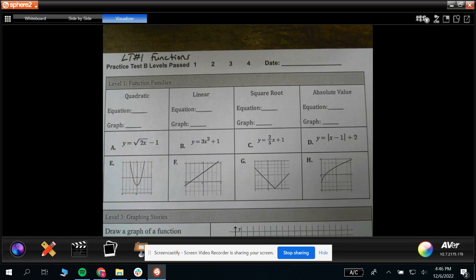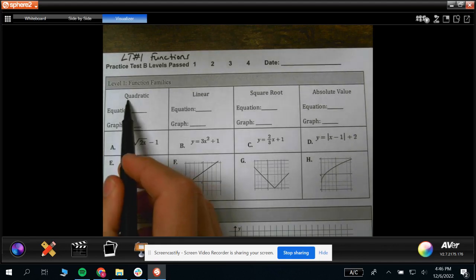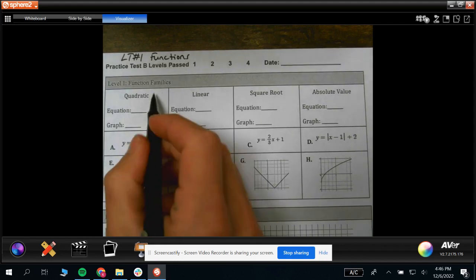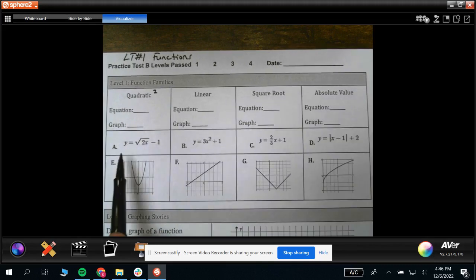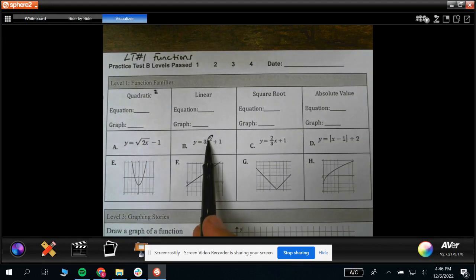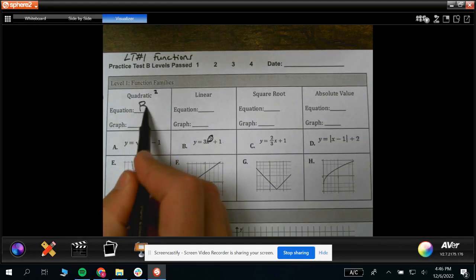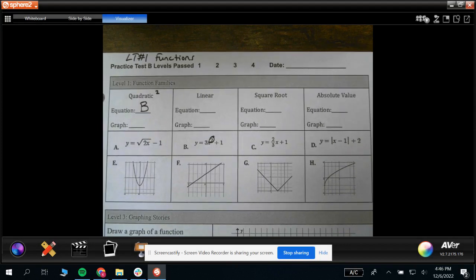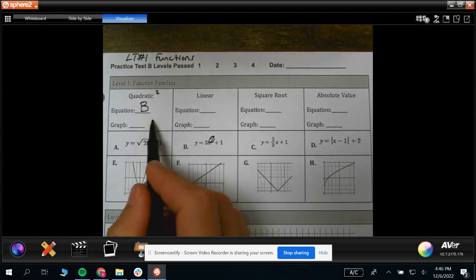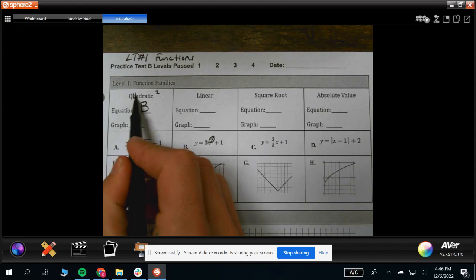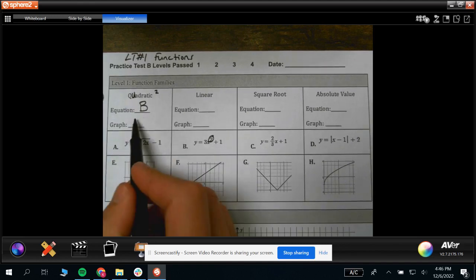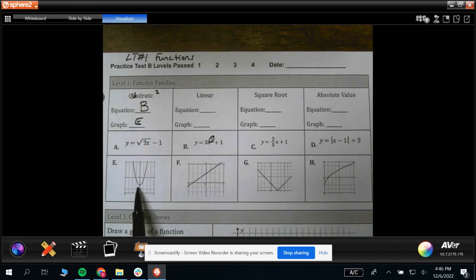All right, so what do we know? We can start like this. Quadratic, what do we know about quadratics? Quadratics mean it's squared. Where do you see a squared? I see one right there. So I know equation B is quadratic. The graph for a quadratic I know is a U shape. There's that U right there. So a U-shaped graph would be this graph right here. This is a U-shaped.